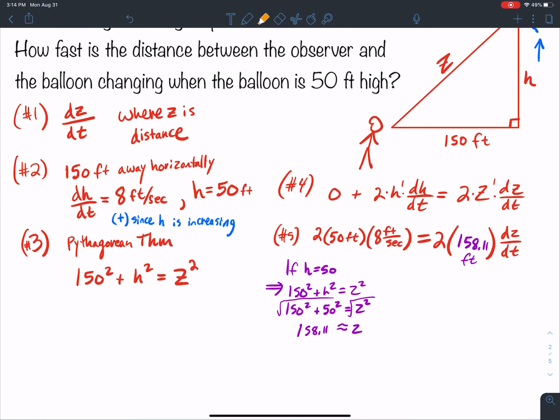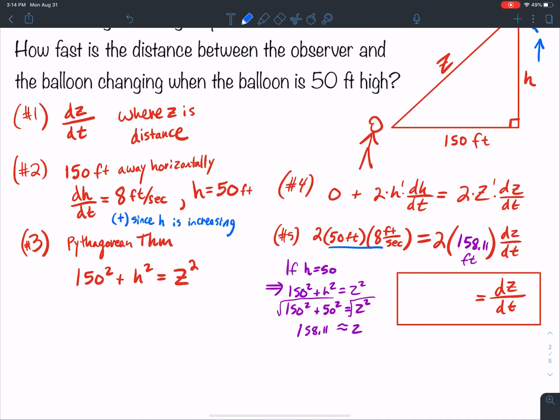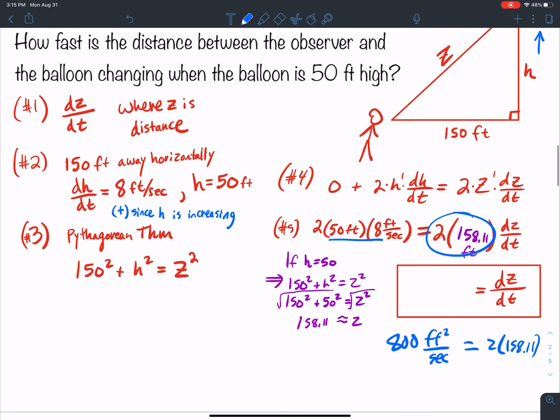Okay, so I plug this in here, multiply everything out, and we're going to get some magic here. Look, 2 times 50 times 8. Oh my goodness. Well, let's do this. 8 times 50 is 400 times 2 is 800, right? So that's 800 feet squared over seconds that way. And then I have equals 2 times 158.11 dz dt, right? dz dt.